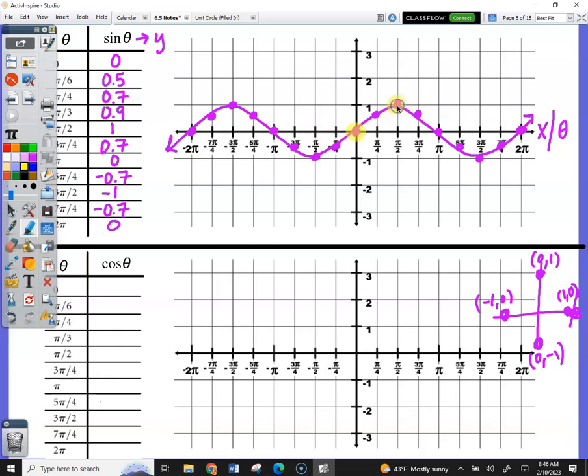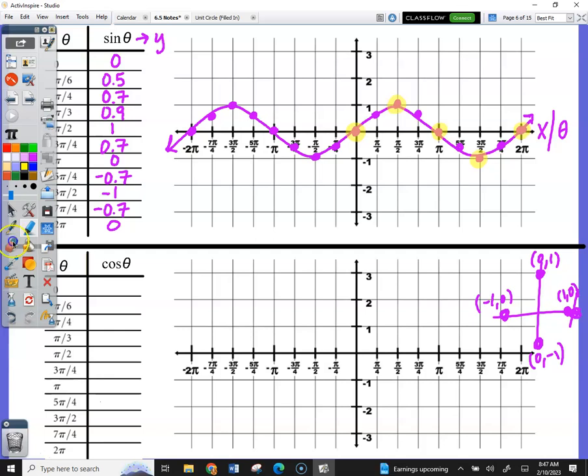What's the y value? 1. Pi is 180. What's the y value? It's 0. 3 pi over 2 is due south. What's the y value? It's -1. And then as you complete the rotation, 2 pi puts you right back at 0. So what's the y value at 0? It's not memorized, because you're just answering the question looking at your unit circle, but if you can kind of wrap your mind around that, it makes this so much easier.